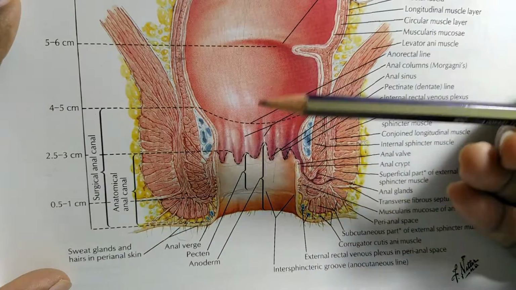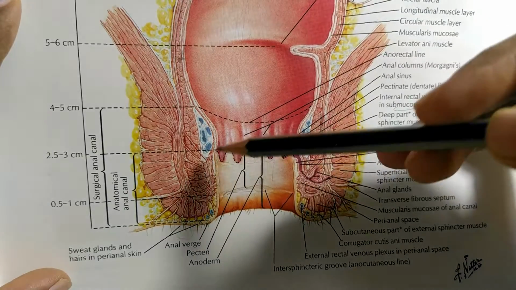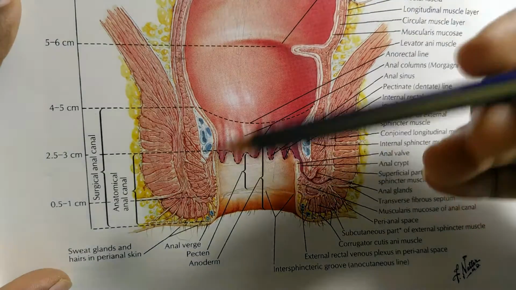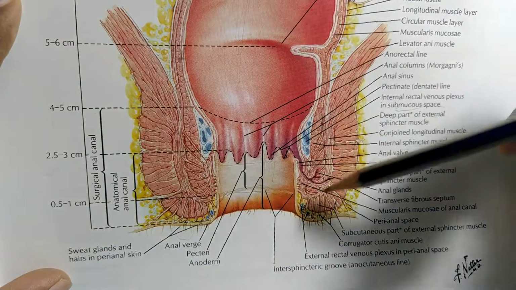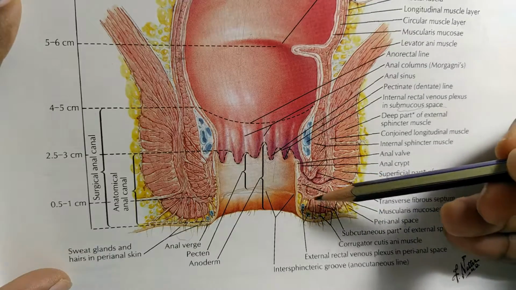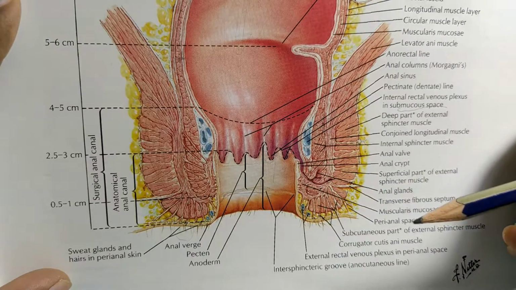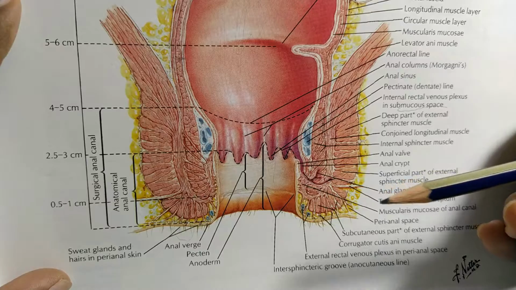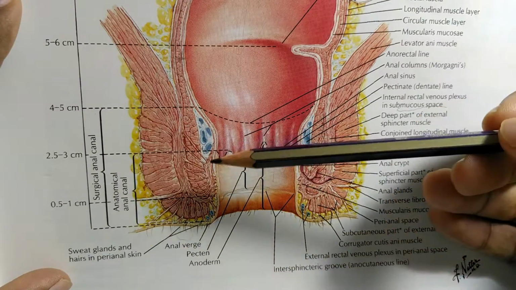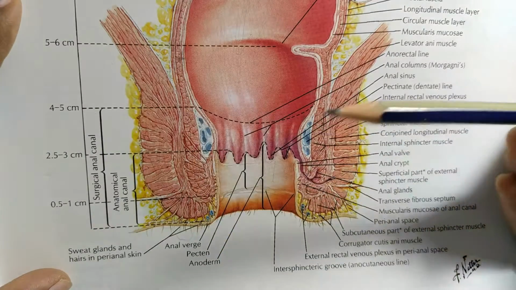This is the nervous activity, because the internal anal sphincter will be supplied by the autonomic nervous system, like sympathetic and parasympathetic, but the external sphincter will be supplied by the pudendal nerve, which is somatic supply, which is voluntary. So if we want to hold the defecation, it will be controlled by the external anal sphincter, but fluid and gases will be controlled by the internal anal sphincter.